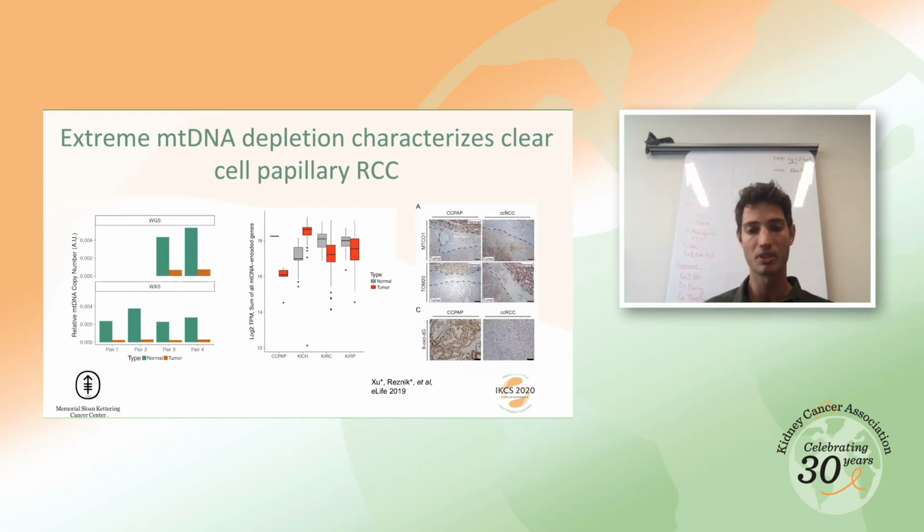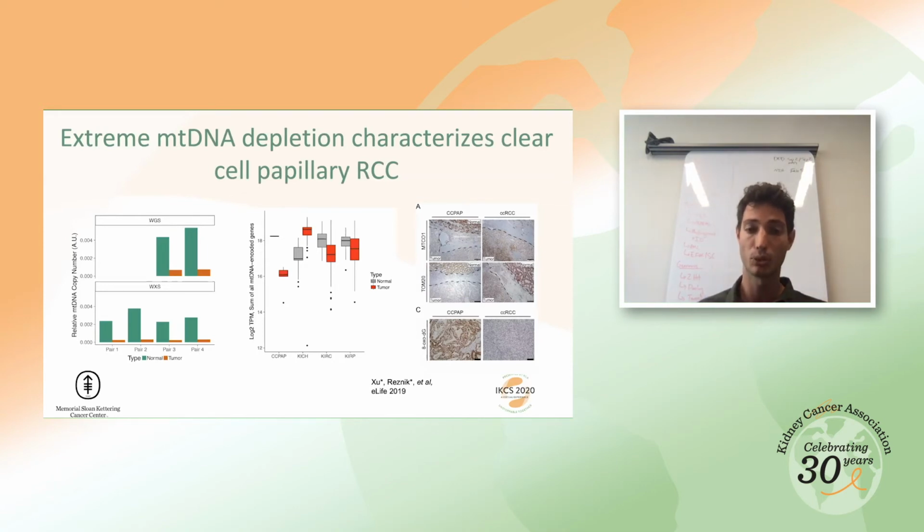So clear cell tumors themselves are very, very, very depleted of mtDNA. And even with respect to clear cell tumors, clear cell papillary distinguishes itself. So in both whole genome and whole exome sequencing, these tumors are depleted more than 10-fold relative to adjacent normal tissue. If you go to the TCGA, there are 5 clear cell papillary cases there. They're also mtDNA depleted to the same extent.